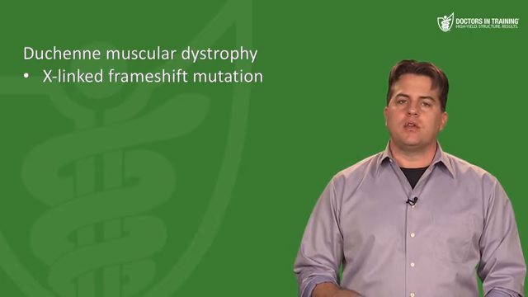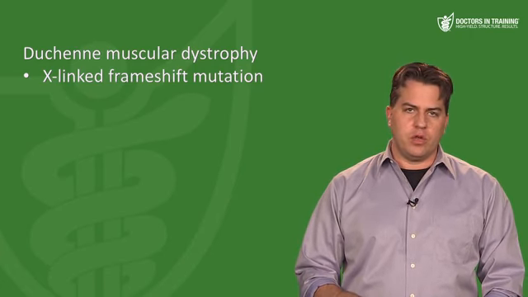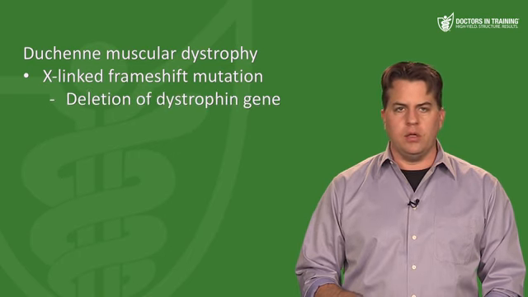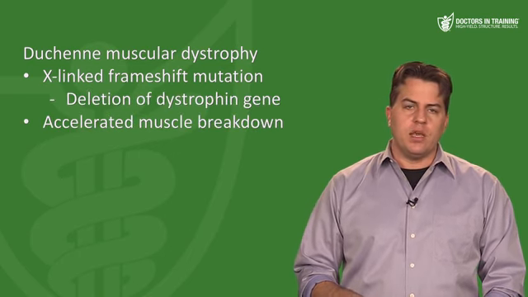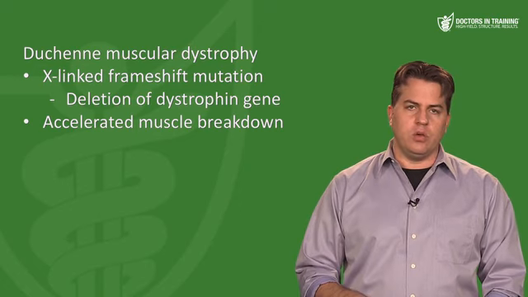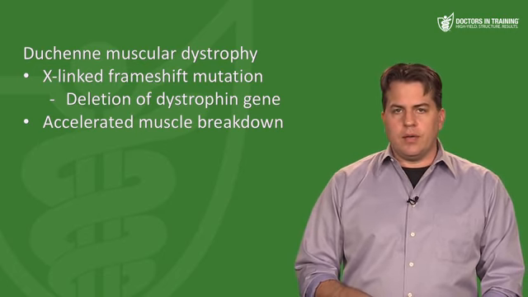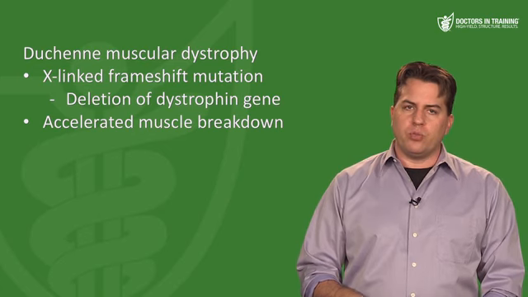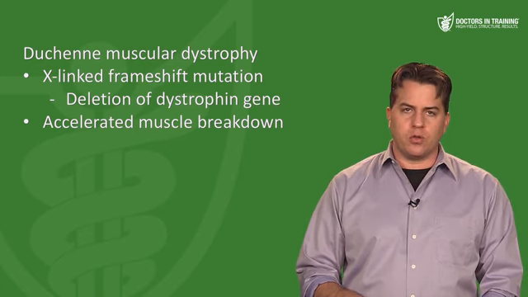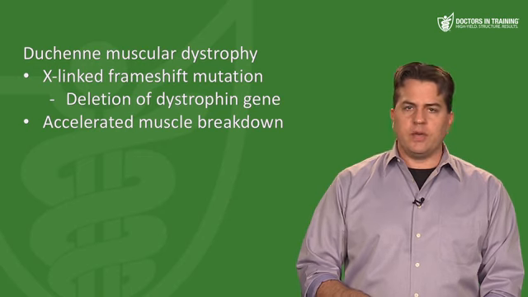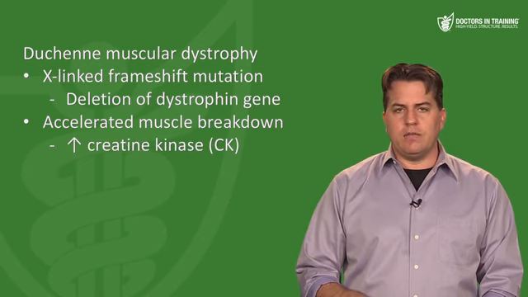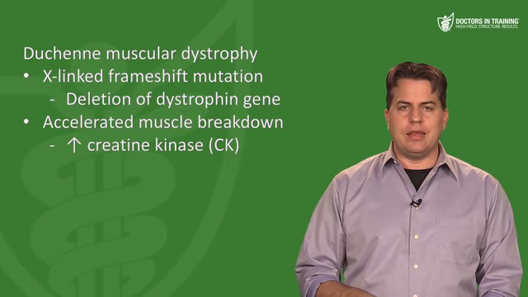There's Duchenne muscular dystrophy and Becker muscular dystrophy. Duchenne muscular dystrophy is caused by an X-linked frameshift mutation that causes a deletion of the dystrophin gene, leading to accelerated muscle breakdown. The dystrophin gene is the longest known human gene, which makes it kind of a setup for spontaneous mutations. The dystrophin protein helps to anchor muscle fibers, particularly in the skeletal and cardiac muscle. Without dystrophin, you have accelerated muscle breakdown, and that causes elevated creatine kinase, abbreviated CK.